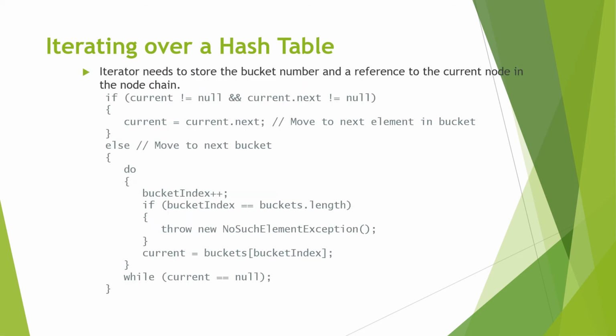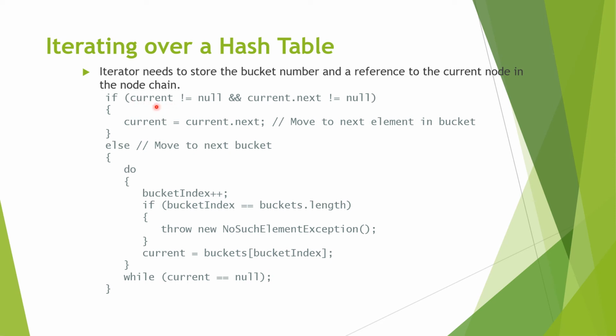So here is an example of the implementation of the next method of an iterator that iterates over a hash table. Let's assume that the hash table is stored in an array called buckets, and you can access the cell of that bucket at index bucketIndex by writing this expression, buckets[bucketIndex]. So let's see how the code of the next method in the iterator looks like.